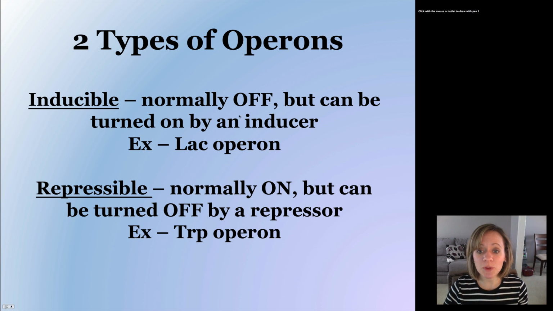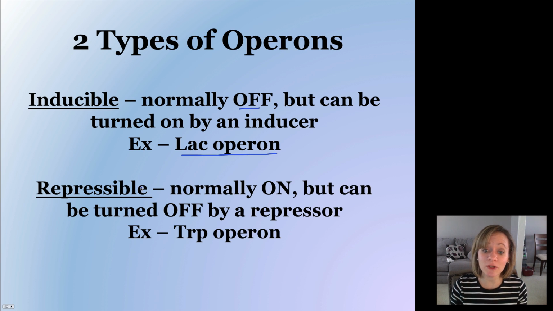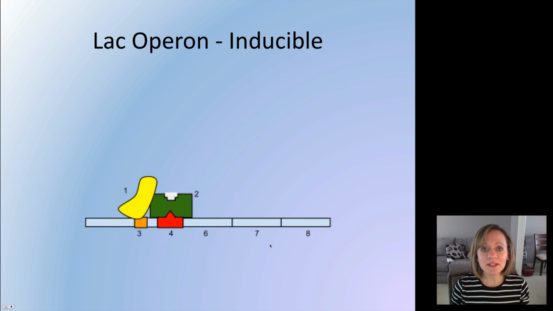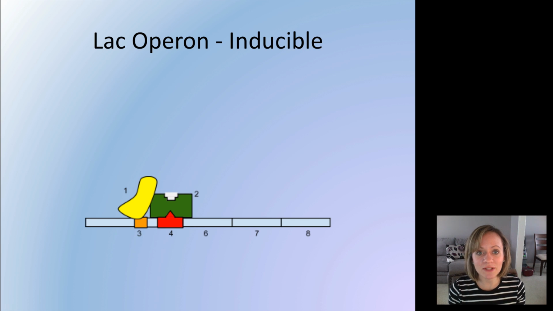So an inducible is normally off, but it can be induced, so it can be turned on. And the example is the lac operon, which we will look at. A repressible is normally on, but it can be repressed, so it can be turned off by a repressor. And the trp operon is an example of that we will look at in class. So let's take a look at the lac operon. Go ahead and draw this in your notes. You can even label it with the numbers, that might be helpful for you. Remember, this is inducible. So we're just going to go through and look at each of these components.